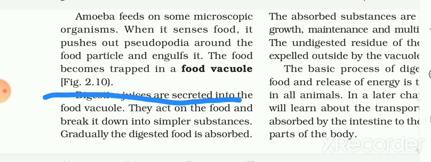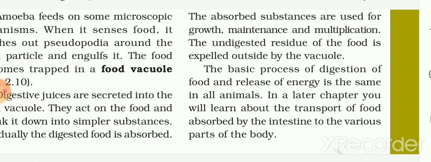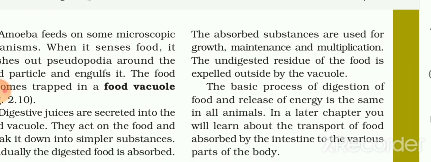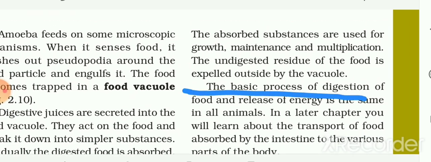The food becomes trapped in the food vacuole. Digestive juices are then secreted into the food vacuole. They act on the food and break it down into simpler substances. Gradually, this digested food is absorbed. The absorbed substances are used for the growth, maintenance and multiplication of the organism. The undigested residue, or waste part of the food, is expelled outside of the vacuole.